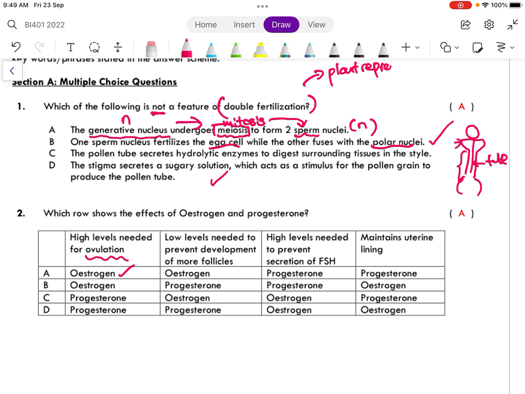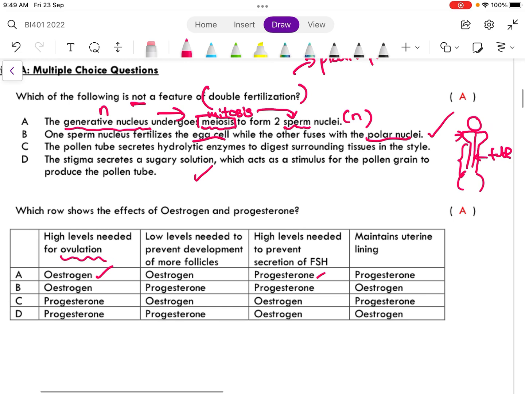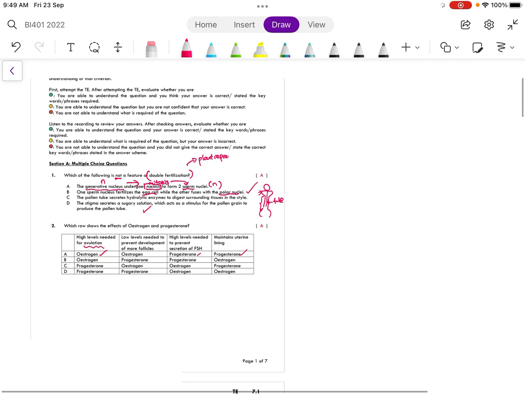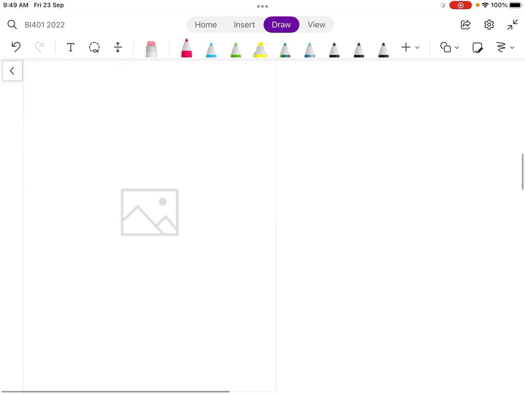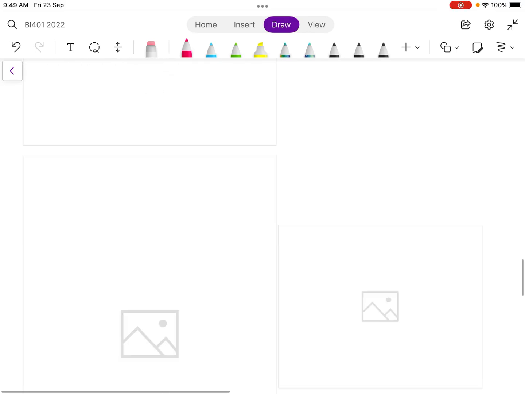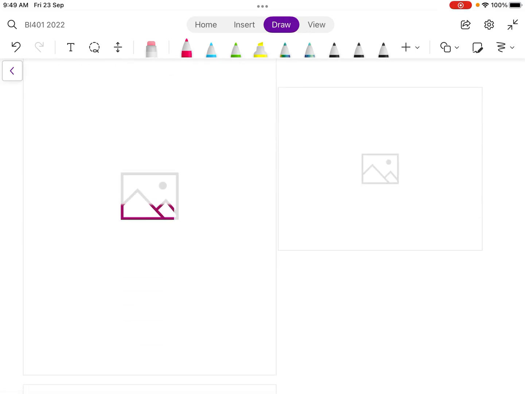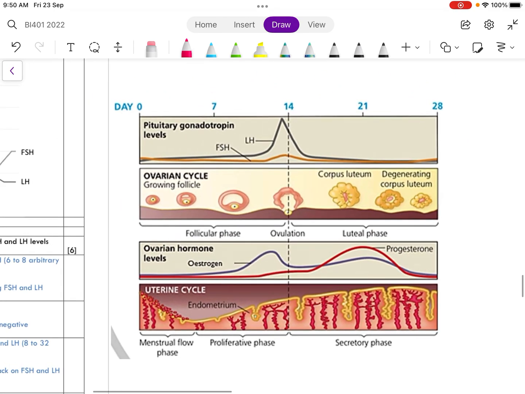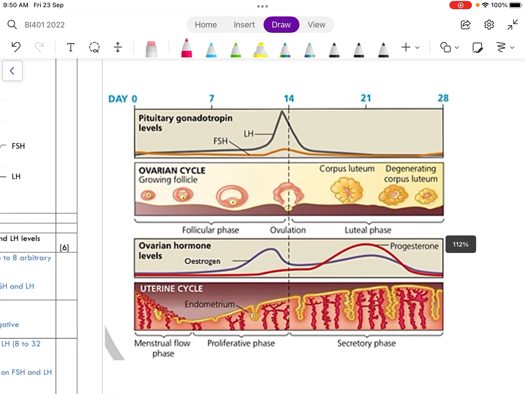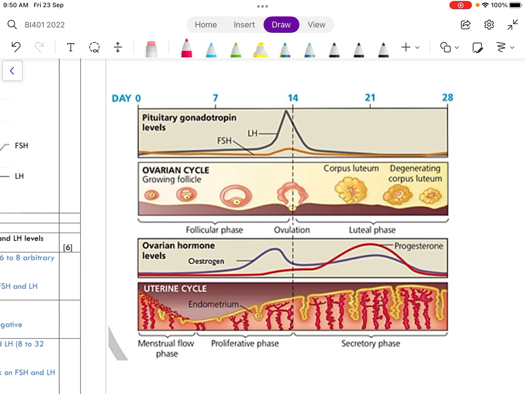Okay, it's true, progesterone combined with estrogen after ovulation will result in the inhibition and prevention of more FSH being secreted. Last but not least, progesterone is also required to maintain the uterine lining. The diagram that will be very useful for you to remember is this particular diagram below. So this graph over here. This graph helps you understand, or rather you need to understand this graph so that you'll be able to answer the question above.